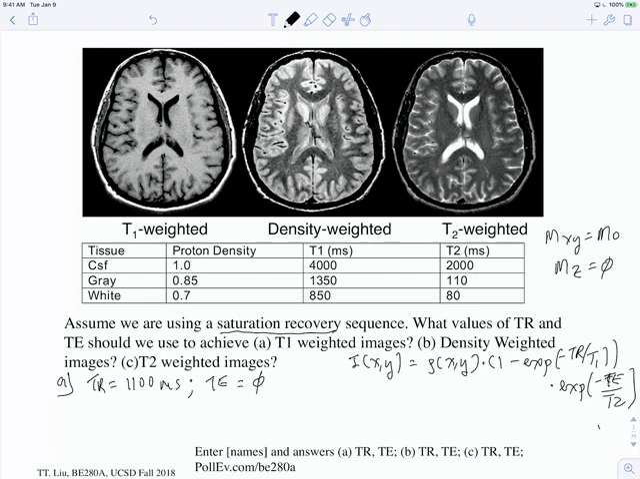And let's do a sanity check. If I make the TR equal to 1100, does that make the CSF dark? Okay, so the CSF has a T1 of 4,000 milliseconds. And here you notice on this image, it does appear dark, right? All this area, the ventricles are the middle part.